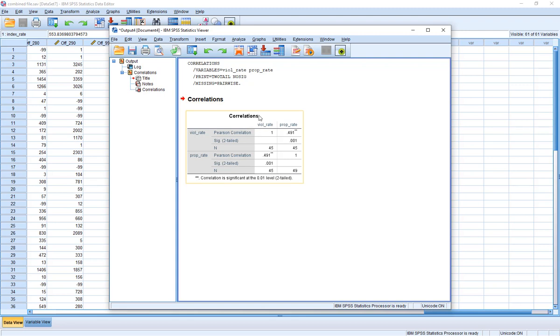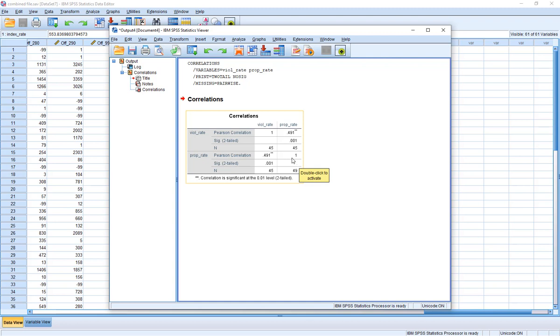So you can see that the relationship between violent rate and violent rate is a relationship of 1. In other words, it's a perfect relationship. It has to be a perfect relationship. It's comparing one value to itself. And you can see that if we go down here to the second row, second column, this is property rate, this is property rate, also a 1.